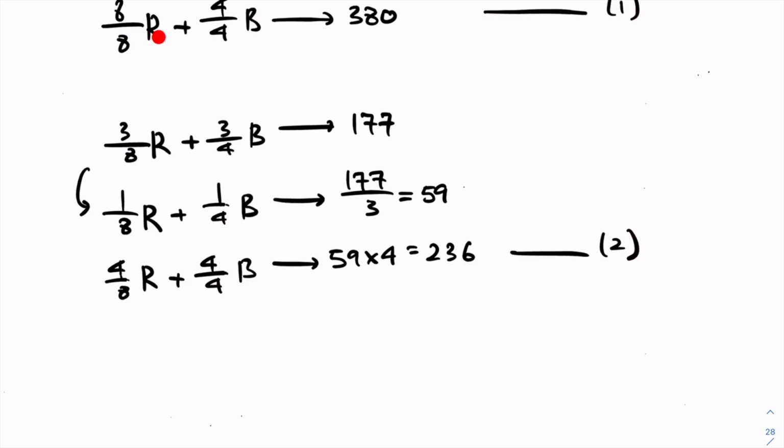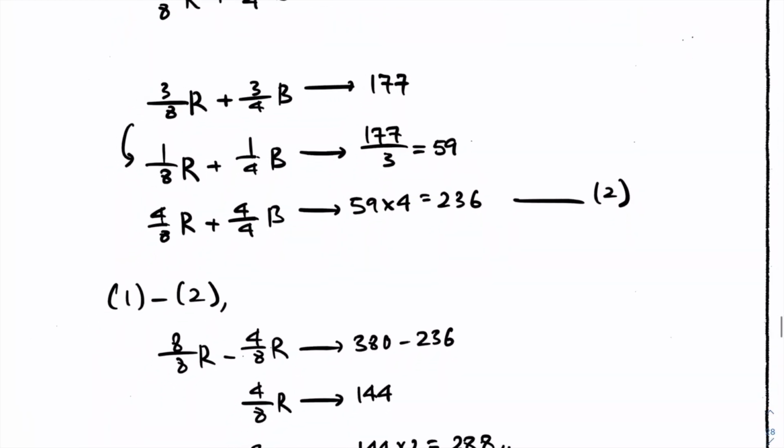Well, 8 units of R minus 4 units of R is 4 units of R. 4 units of B minus 4 units of B, that's 0. So we have eliminated B basically. And we can take 380 minus 236. So the result looks like this. 8/8R minus 4/4R is 4/8R. 380 minus 236 is 144.